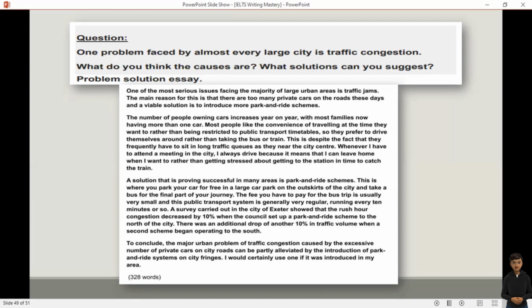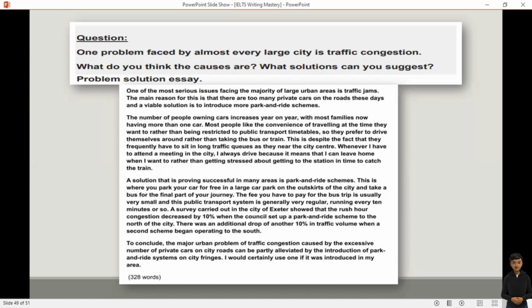Now, first of all, we will understand the statement. One problem faced by almost every large city is traffic congestion. What do you think the causes are and what solution can you suggest? One of the most serious issues facing the majority of large urban areas is traffic jam. Now, we have used the synonym of traffic congestion as traffic jam.